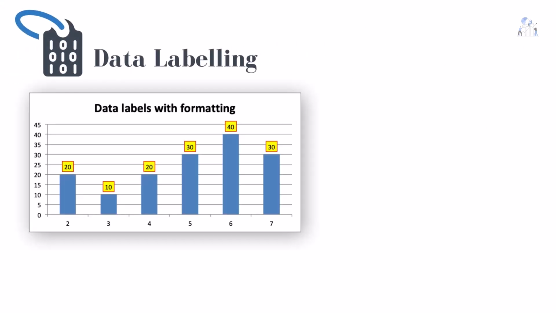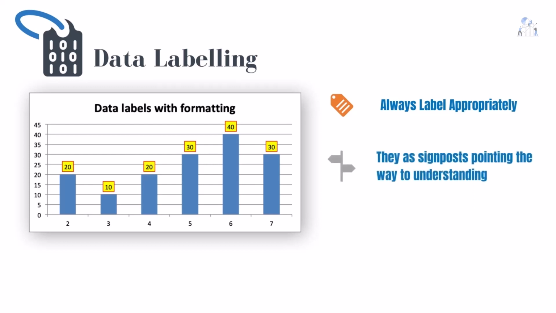Let us start with labeling. Always label appropriately. It will provide the necessary context and help the readers to interpret what they are looking at. They are like signposts pointing the way to understanding. Storytellers provide visual cues to provide an extra layer of information to bring it all home. Labels in data stories bring clarity from confusion and oftentimes also from misleading information.